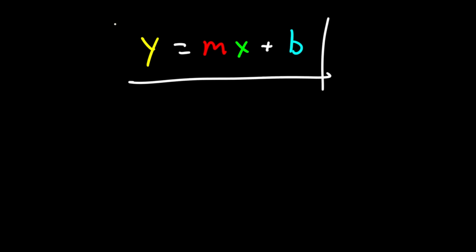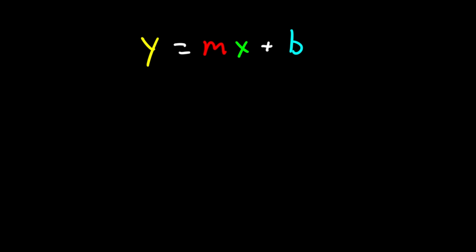Now you might have heard of y equals mx plus b. This is the standard form of the equation for a line. So m is the constant coefficient of x, and b is just a constant. And by the way, a constant is just a normal number that doesn't change.